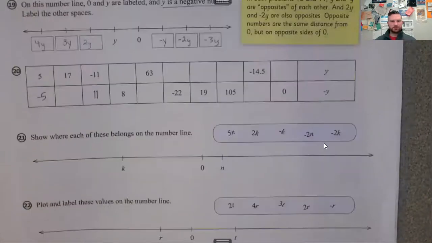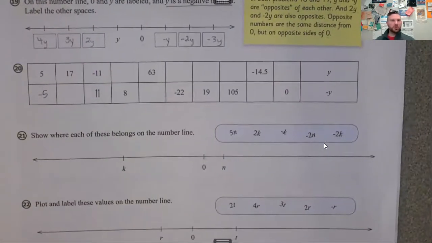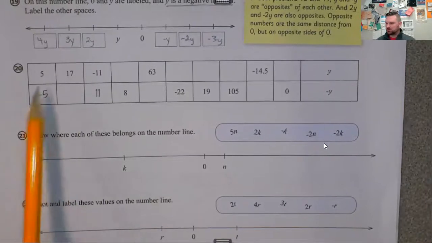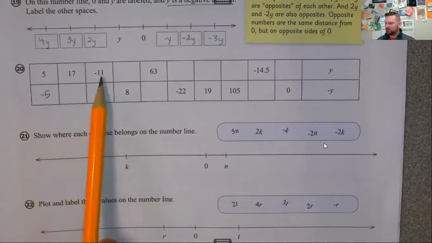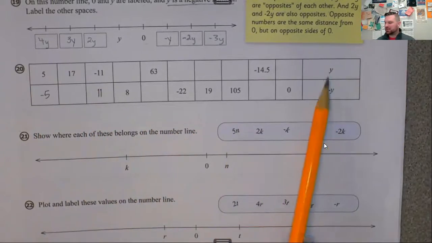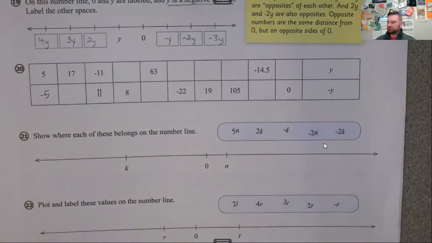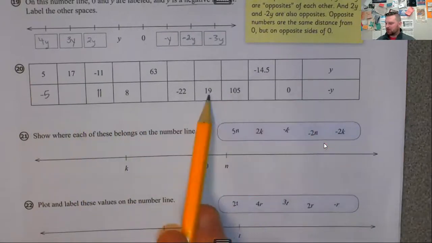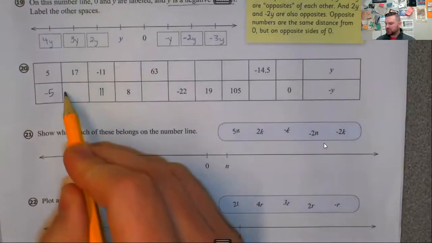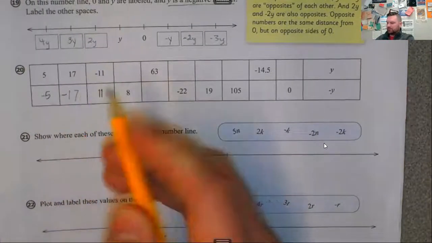All right, here on page 20, they give us some numbers. We go 5 to negative 5, negative 11 to 11. Down here it says y and then negative y. So a negative just means switch the sign. It doesn't mean it has to be negative. If you look here, not all of these are negative. So if y is 17, then this would be negative 17.